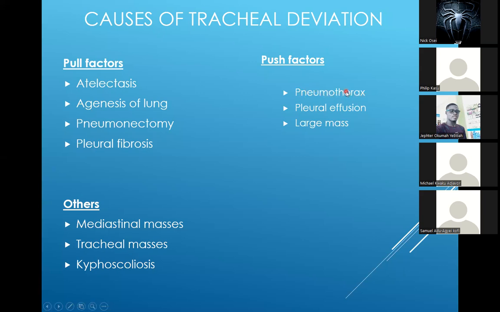Air accumulating in the pleura, or a pleural effusion, or a large mass growing in that part of the lungs, will push the trachea away. Others may not necessarily indicate where the structure is, such as when there's a mediastinal mass, a tracheal mass, a mass in the trachea itself, or kyphoscoliosis. All right, so important to note. Last year, this came in their exam.